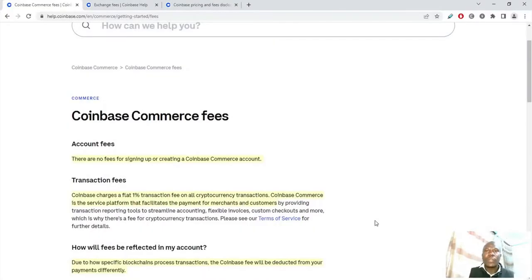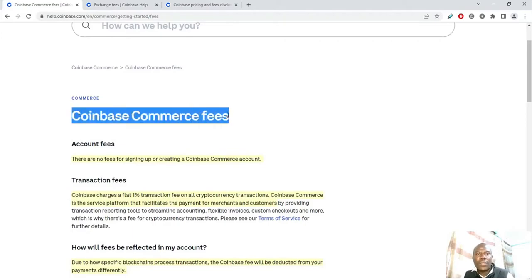Welcome back to Crypto Guy News. My name is Kevin, and today I'm going to show you step by step how you can know the Coinbase fees that you're being charged whenever you buy and sell crypto on Coinbase. You should understand that Coinbase is a cryptocurrency exchange platform which charges you fees whenever you buy or sell crypto. So these are the Coinbase Commerce fees.